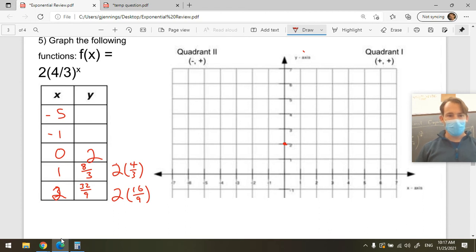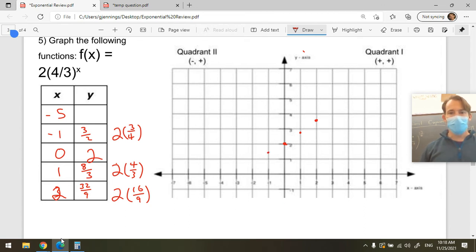So I have this point at 2. 32 over 9 is between 3 and 4, right there. And 1 was 8 over 3. 8 over 3 is 2/3 bigger than 2, so it's like up there. Okay? And then I'm going to calculate at negative 1. So that would be 2 times 3 over 4, because 4 over 3 to the negative 1, I just flipped the fraction, 3 over 4. So that's 6 over 4, 3 over 2. 3 halves. So this is 3 halves, so that's exactly right there.